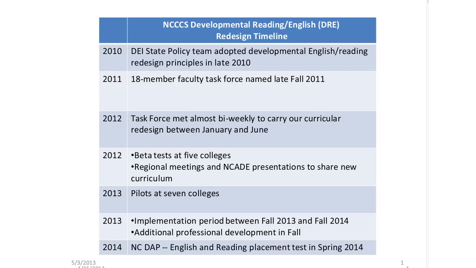There are pilots underway at 7 colleges. The DRE courses are in the CCL. They were actually approved for use by all colleges in February, and in October they were approved for piloting at the 7 colleges that are doing pilots right now. Full implementation is a one-year phased-in period, so colleges have some flexibility. It begins this fall of 2013 and ends fall of 2014. That is when the old developmental English and reading courses will be archived.